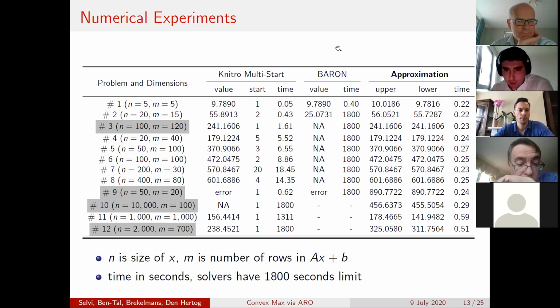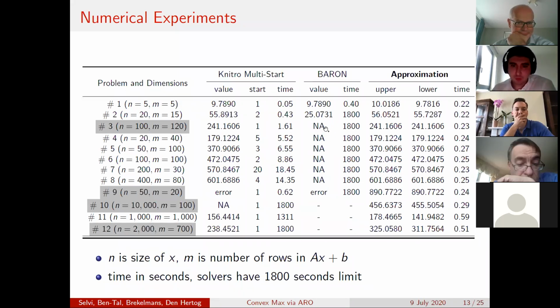We benchmark our solution with Baron, a global optimization solver, and Knitro, a local optimization solver. And we use Knitro's multiple start feature. In the original paper, this table is more detailed, but this is a simplified version. So if we focus on problem 3, this has 100 variables and 120 x terms in the logarithm of the objective function. In this case, just with a single starting point, Knitro finds the global optimum value in 1.6 seconds. But Knitro doesn't guarantee global optimality, and we verify it ourselves.